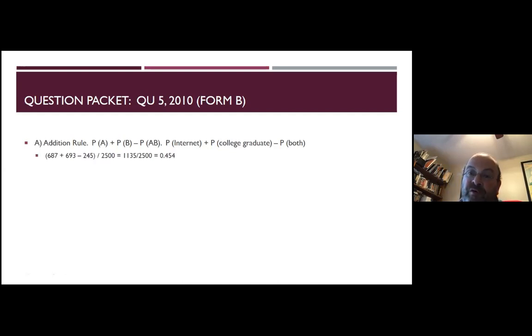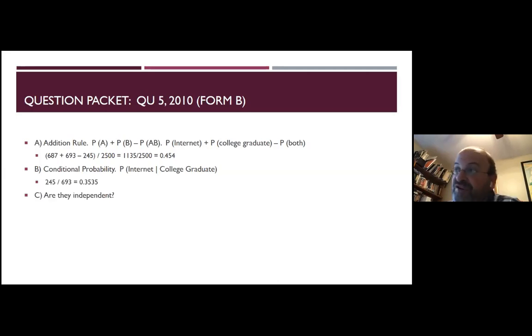You can see it's 4-function calculator math: probability of A plus probability of B minus probability of both, all over the total number of people. Part B was conditional probability. It asked for the probability that someone likes the internet for their news, given they're a college graduate. If you were typing this, you could certainly type out the word given. You don't need that vertical line, which is sometimes a little tricky to find. I found it under symbols in Microsoft Word. So that's 245 over 693.